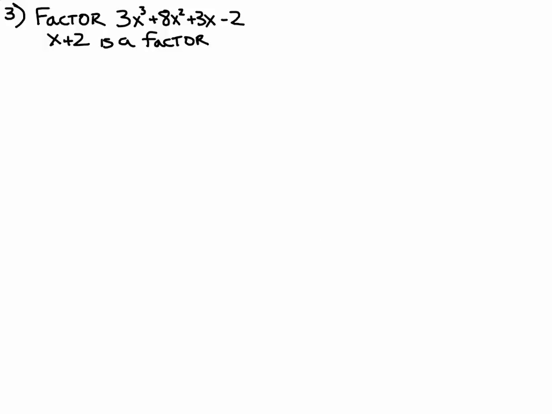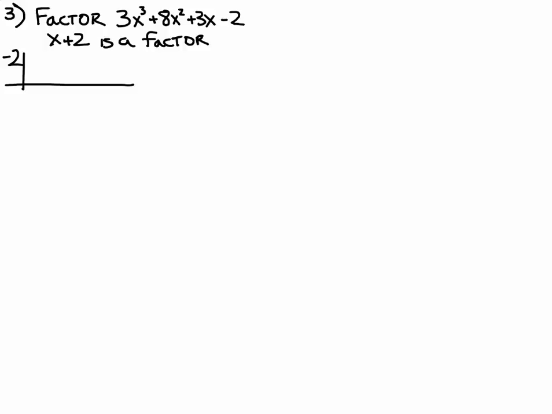Here we go. We have to factor this large cubic polynomial. We are told one of the factors, a small factor. Because x plus 2 is a factor, we can use synthetic substitution with that information to help us out. Negative 2 is the number that would go in the box.